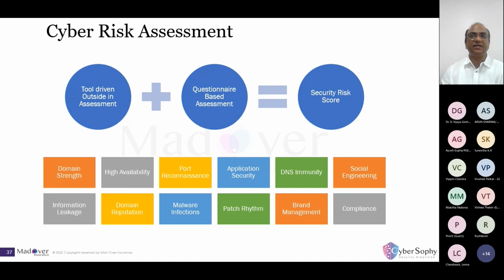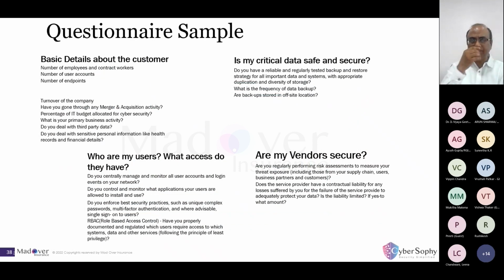Then we give a specific questionnaire to that organization, and I'll walk you through some of the questions that we ask. Based on the outside-in assessment and the questionnaire, we arrive at a risk score for that company. So here we have some examples of the kind of questions that we ask to understand a company's security risk posture.